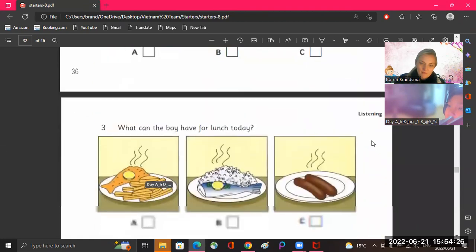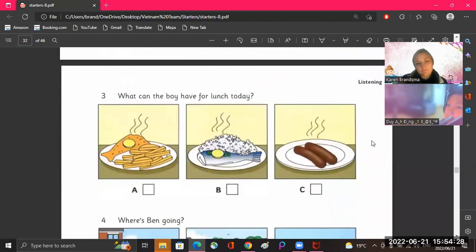Yes. 3. What can the boy have for lunch today? Mum, what can I have for lunch today? Sausages? No. You can have fish. Okay. But can I have chips with it? No. You can have rice with it.